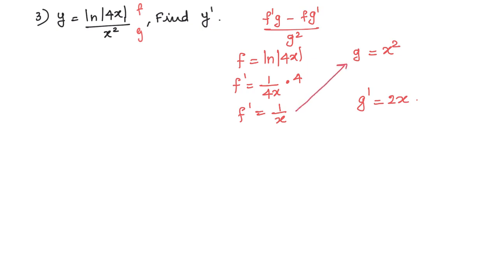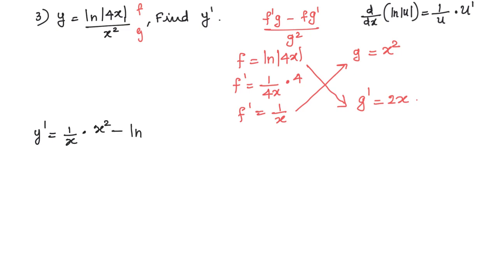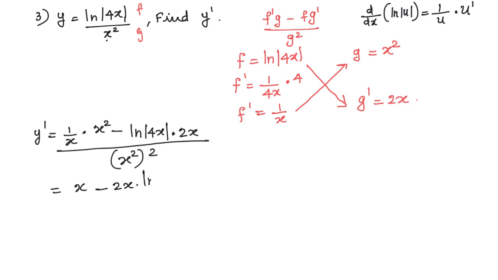So f prime g minus f g prime, then divided by g square. So f prime g minus f g prime, where g prime is 2x, whole divided by g square. G is x square, so x square squared. Here one x will cancel and only one x will be left, and we have 2x ln of absolute value of 4x divided by x power 4.